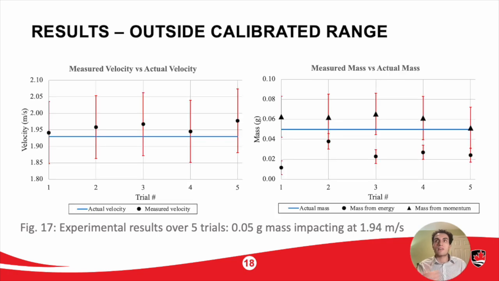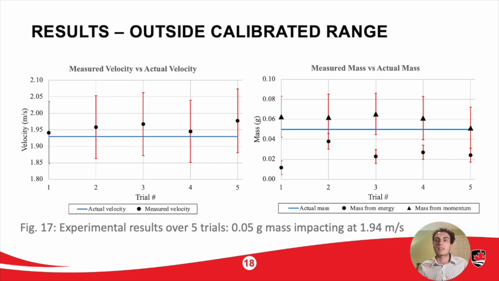But then we move outside of the calibrated range, and again the velocities are still within about 5 centimeters per second of the target, or the known velocity. In this case it was 1.9 meters per second. So I took a heavier mass here and I dropped it from higher, using a mass of about 0.05 grams, so moving outside of that linear calibration range. And the key plot where this has an effect is on the measured mass. This is expected because the velocity is completely independent of the mass, so it's a completely independent measurement.